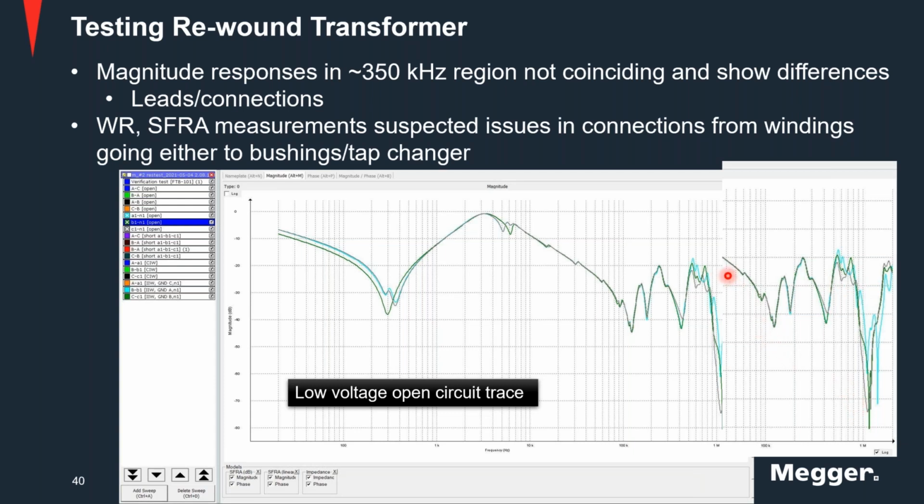On the right hand side of your screen, you can see that all three phases are very well coinciding, but in that higher frequency range, you can see there is some mismatch in the magnitude response. And that high frequency area is generally represented by leads and connections. So now we were in a situation where our winding resistance test and the SFRA measurements were both pointing us to some sort of issue within the windings. And we were able to find where that could be: within your connections going either to the tap changer or the bushings, something that would be represented in the high frequency region.